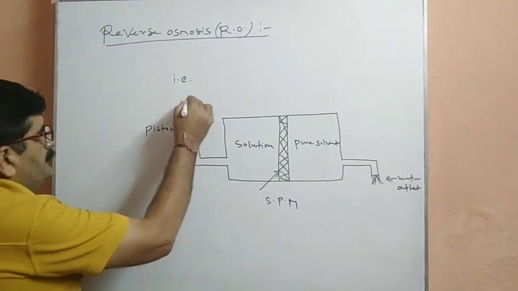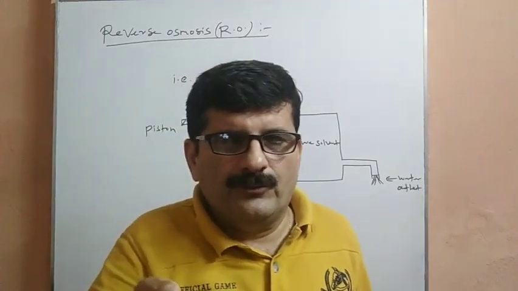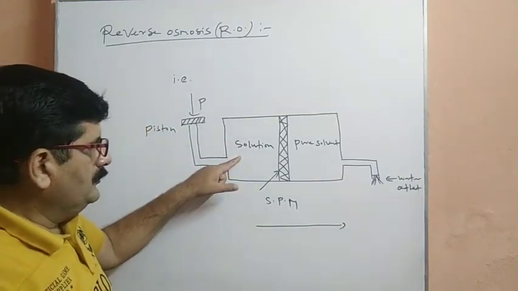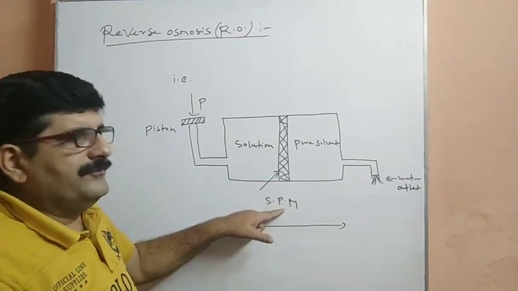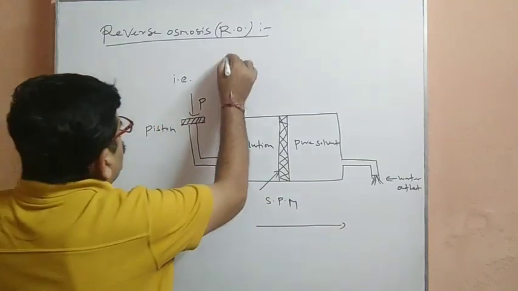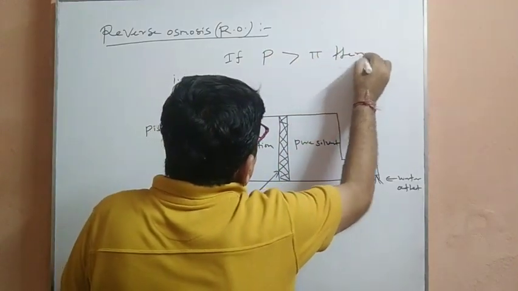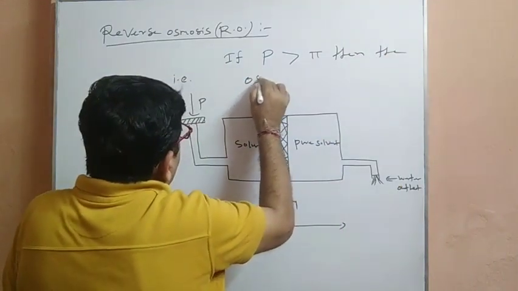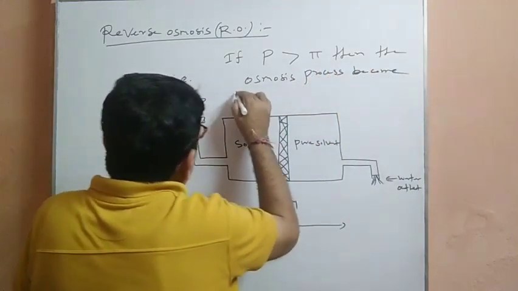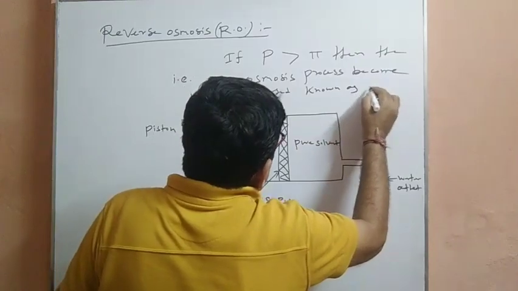So on the solution side, we apply a pressure P, which is greater compared to the osmotic pressure. Then flow of solvent from solution to pure solvent side occurs through SPM. This process is known as what? Reverse osmosis. We can say, if P is greater than osmotic pressure, then the osmosis process becomes reverse, known as reverse osmosis.